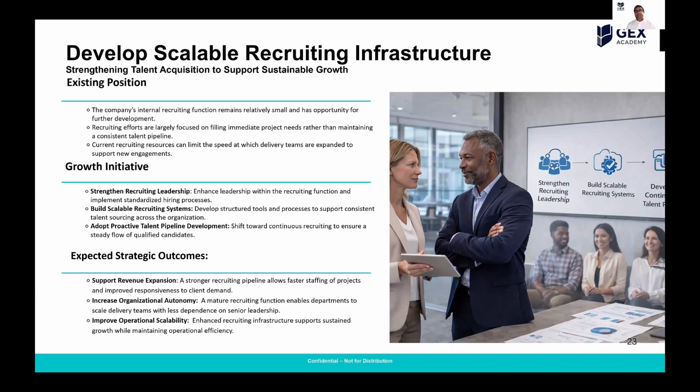So from an investor's perspective, this slide represents one of the more tangible value creation opportunities that we have discussed so far, because unlike some of the growth initiatives, which basically depend on external market conditions or recruiting infrastructure improvements, these are largely within management control, right? In many lower middle market businesses, growth eventually becomes constrained by internal systems, processes, and organizational capabilities, right? The management argument is that by investing in recruiting leadership, systems, and also talent pipeline development, TechNova can remove one of the primary constraints limiting future growth.